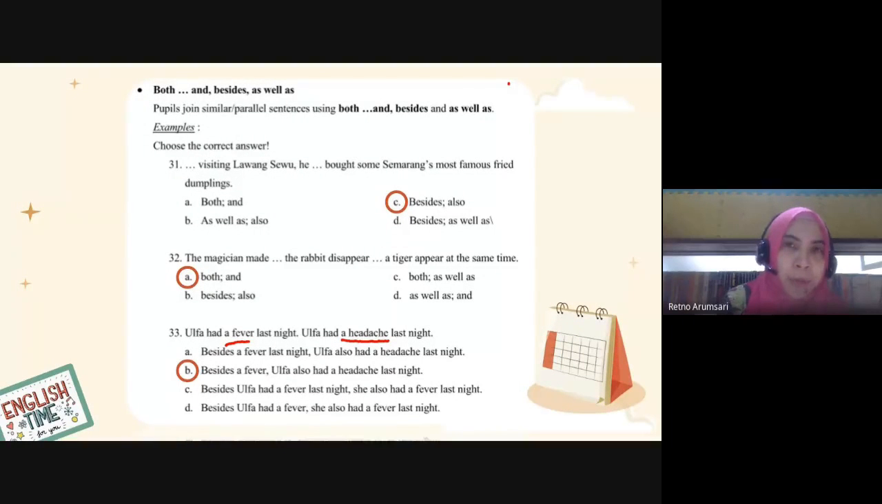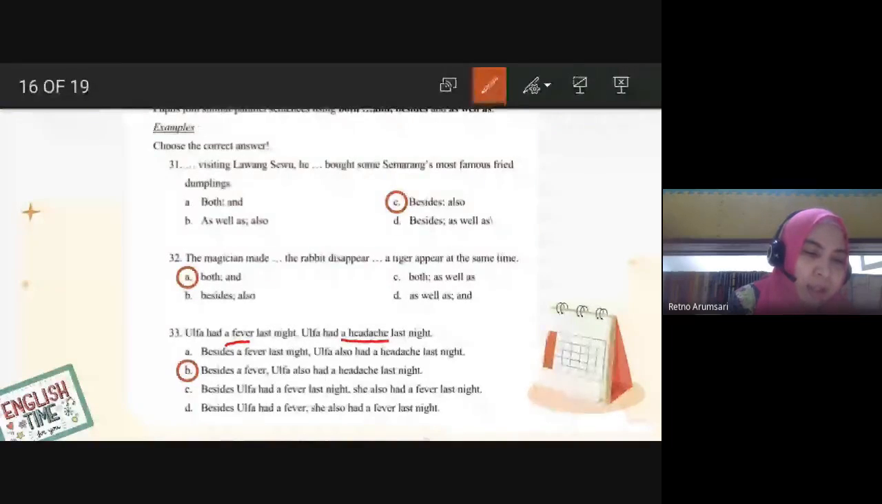Why is A wrong? Because A has too many last nights. So to make A correct, you have to cross out last night. What about C? C is also too long. You have to cross out this.